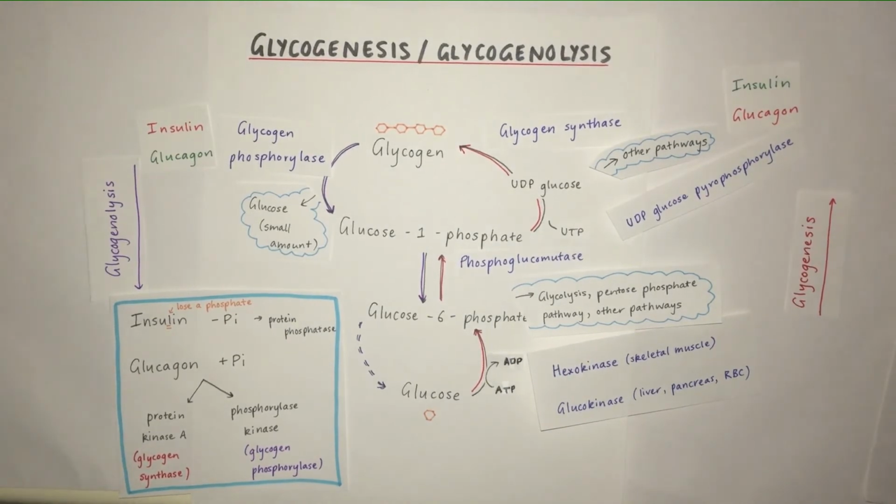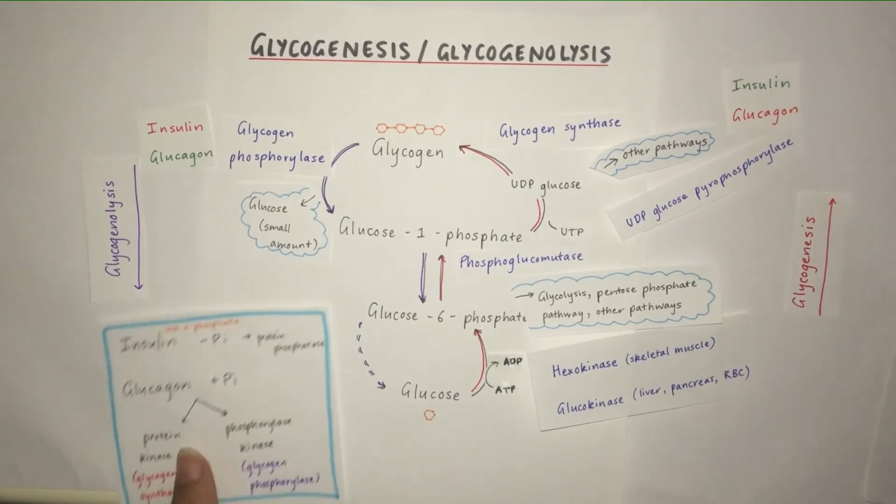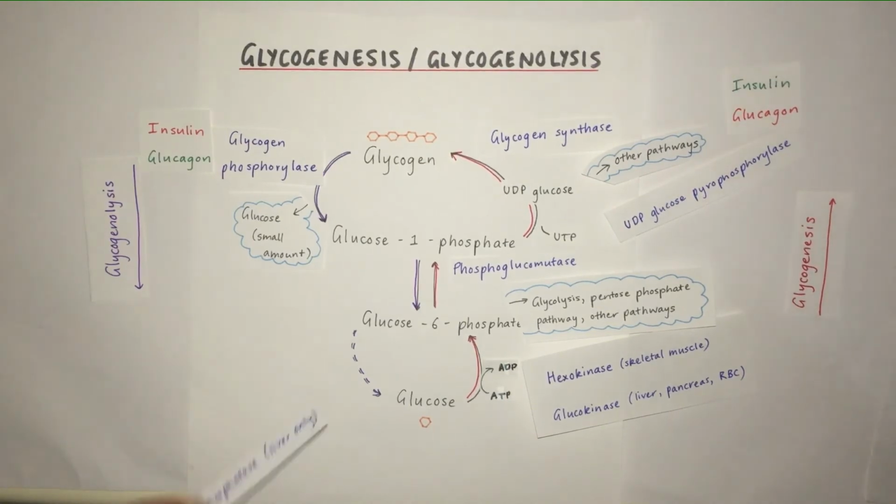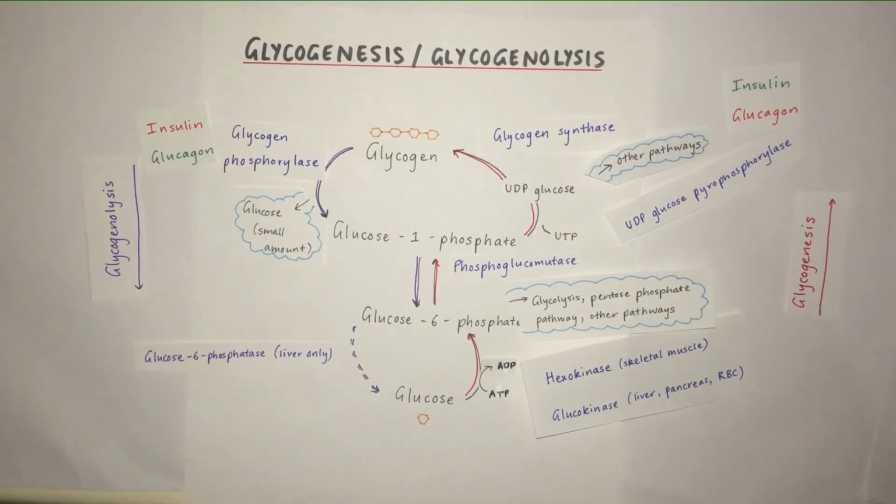So glucose 1-phosphate to glucose 6-phosphate, it's again by the same enzyme, phosphoglucomutase. But then from glucose 6-phosphate to glucose, we have the enzyme glucose 6-phosphatase. And this can only occur in the liver. So we can only produce glucose in the liver, but we can break down glucose in the skeletal muscle, the liver, pancreas, and red blood cells. However, we can only produce glucose in the liver, and that's a pretty important thing to note. And that's glycogenesis and glycogenolysis.